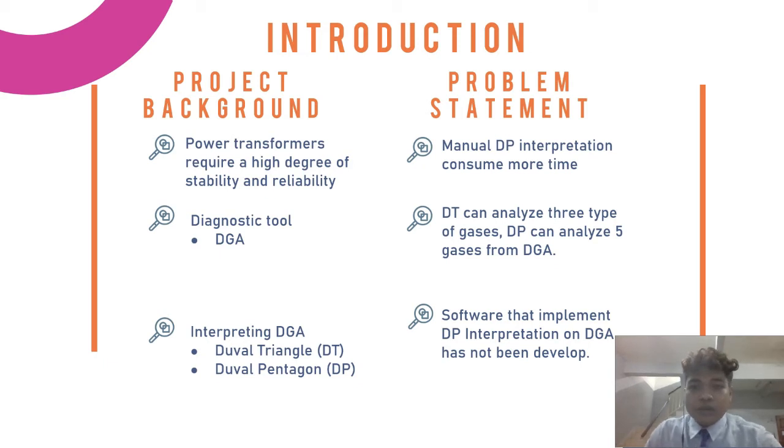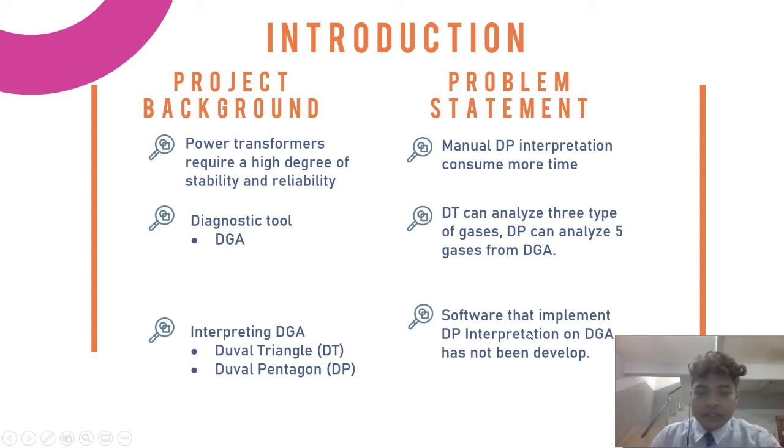Next, I will continue on to the problem statement. The problem statement for my project is manual DUVAL triangle and DUVAL pentagon interpretation may consume more time than it should in today's time. Next, DUVAL triangle can analyze 3 types of gases, while DUVAL pentagon can analyze 5 gases from the DGA. The last problem statement is from the past research that the software that implements DUVAL pentagon interpretation on DGA has not been developed yet.